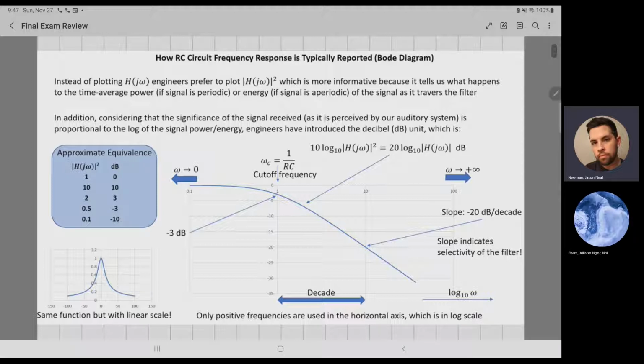Engineers prefer to plot the magnitude of |H(jω)|², which is more informative because it tells us what happens to the time average power if the signal is periodic, or energy if the signal is aperiodic, meaning non-periodic, of the signal as it traverses the filter. In addition, considering that the significance of the signal as perceived by our auditory system is proportional to the log of the signal power or energy, engineers have introduced the decibel unit, dB, which is this formula right here. I know you've probably been using this one here.